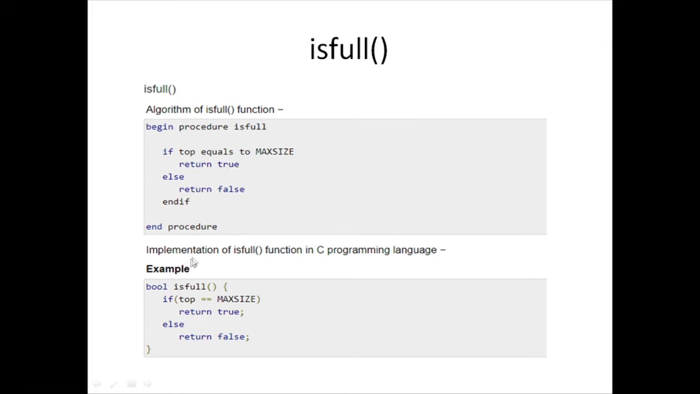So let's look at the implementation of the isfull function in C language. Boolean isfull, so it returns true or false, or we can also have this as an integer. But since we use Boolean, Boolean isfull: if top is equal to max size, that's the maximum size of the stack, and the top value are equal, then that means that the stack is already full, so we return a true value. Else, we return a false value.